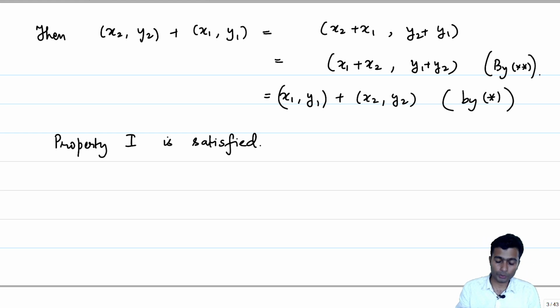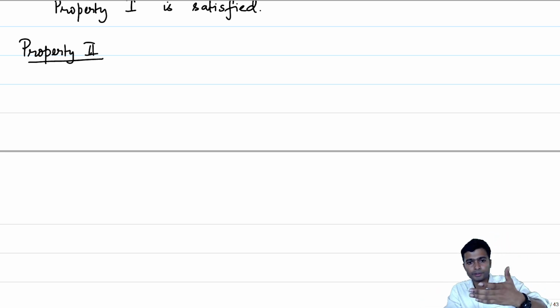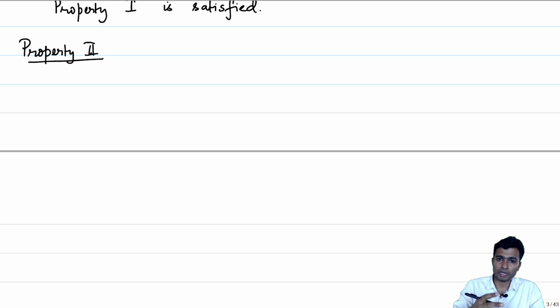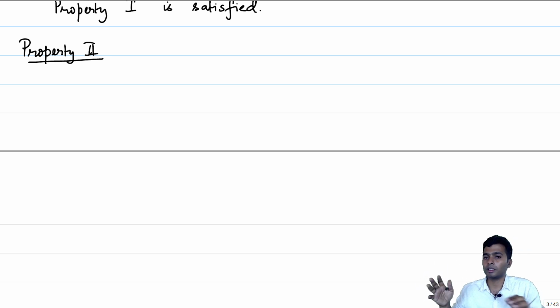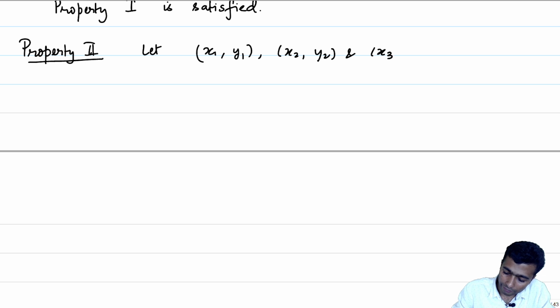Okay, now let us look at property 2. Property 2 dealt with associativity. If you take three vectors v1, v2, v3, the question is whether v1 plus v2 added first and then added to v3 shouldn't matter as compared to v1 added to the vector addition of v2 and v3. For that we need to take three elements v1, v2, v3 in capital V. Elements here typically look like (x1, y1), (x2, y2) and (x3, y3).